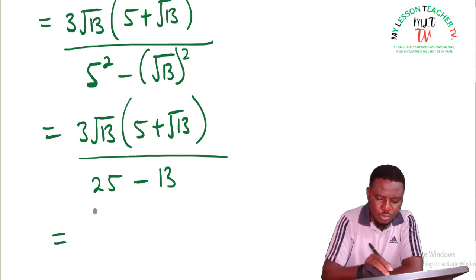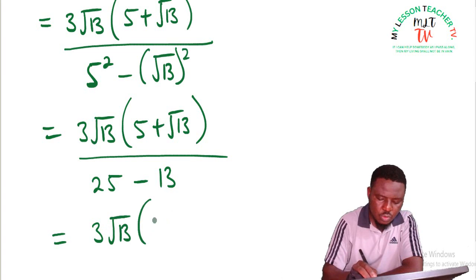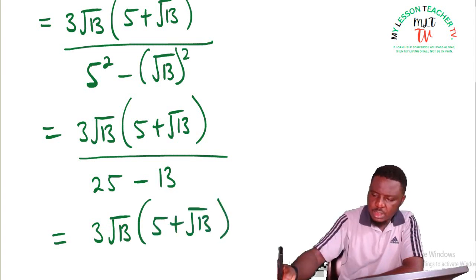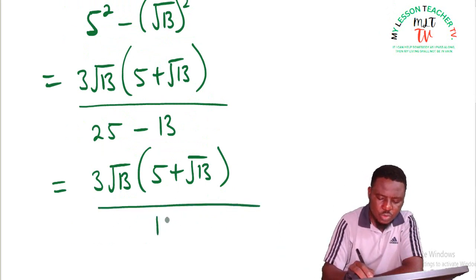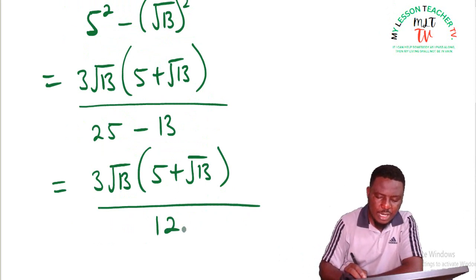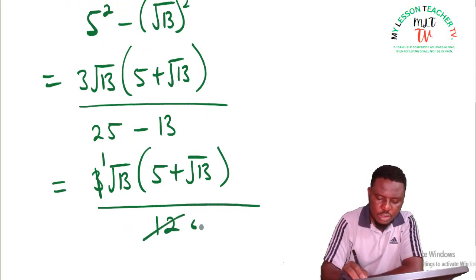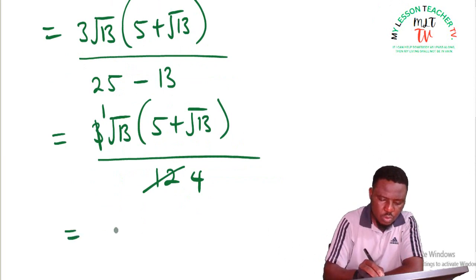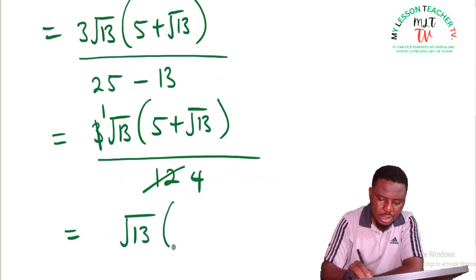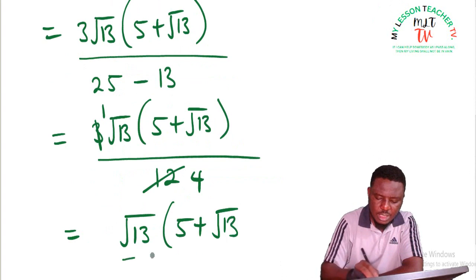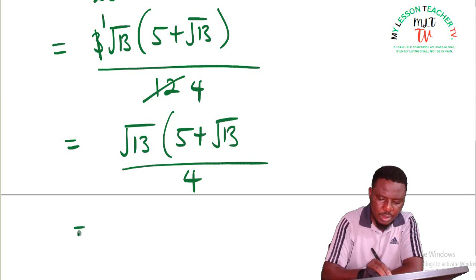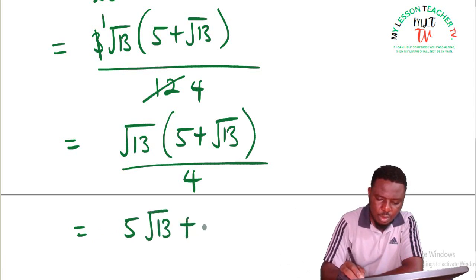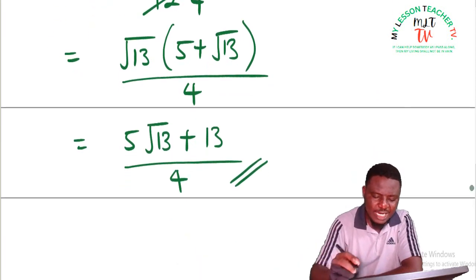And when you simplify this, I'm going to multiply out the numerators, and this gives me 3 root 13 into 5 plus root 13, divided by 25 minus 13, which is 12, and 3 can divide both itself and 12. 3 divided by 3 is 1, 12 divided by 3 is 4. So this is equal to root 13 into 5 plus root 13 divided by 4. But I can still simplify it further. By expanding the numerator, this gives me 5 root 13 plus root 13 times root 13, which is 13, divided by 4. And this is your answer, as we cannot simplify it further than this.